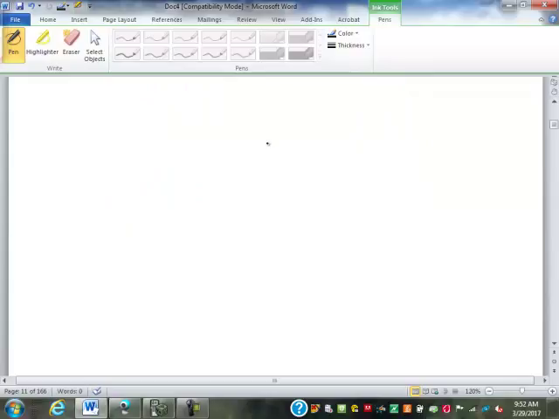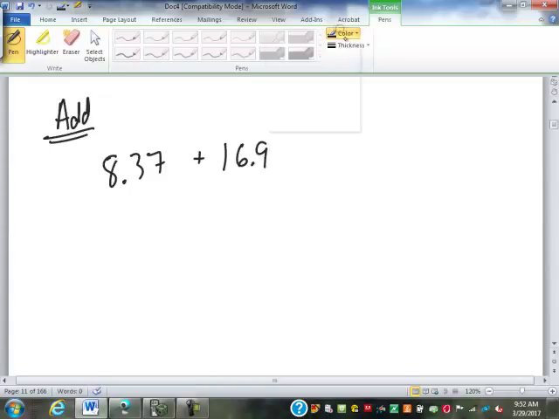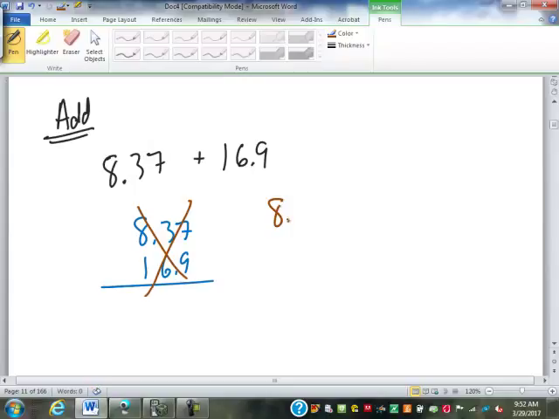So if we go to do operations with these decimals, let's say we have 8.37 plus 16.9. So when I go to add these, is that going to work? No. What do we have to do? We have to line up the decimal point. So you write the first number, you're going to put the decimal point right below that decimal, then work around that. So 16.9 has to go like that.